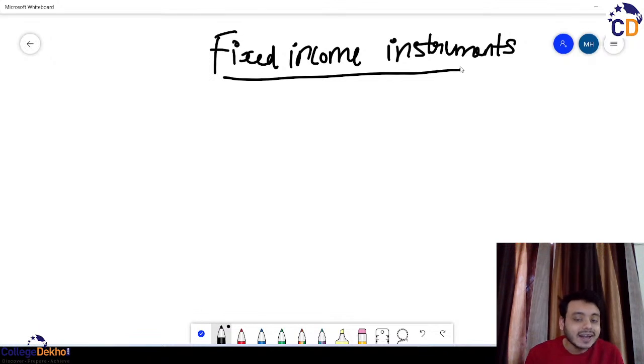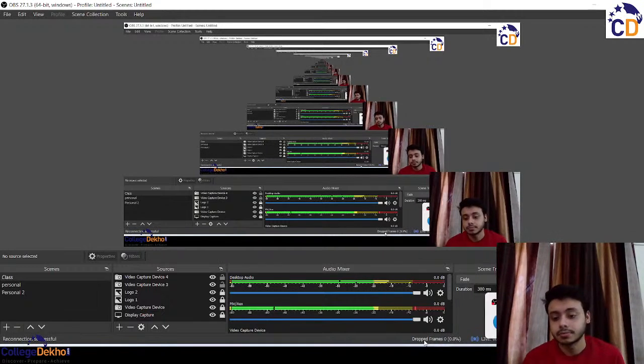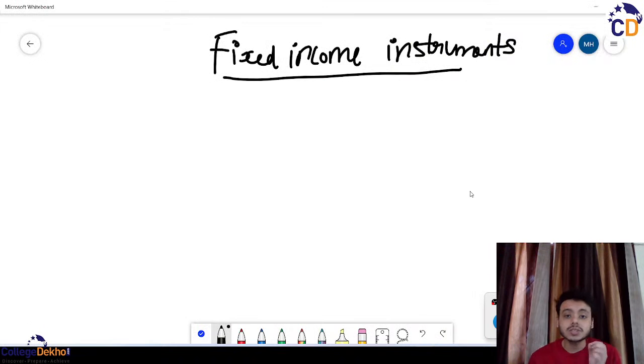So before understanding the concept of the fixed income instruments in detail, let's try to understand the two most important terms which people tend to use synonymously with one another. The first term is the return, and the second term is the interest. Always remember, the return is always associated with the stock market. Interest is always associated with the fixed income instrument. So talking about the fixed income instrument, these are those instruments that give you a fixed rate of interest.